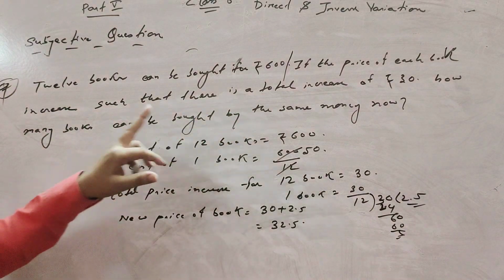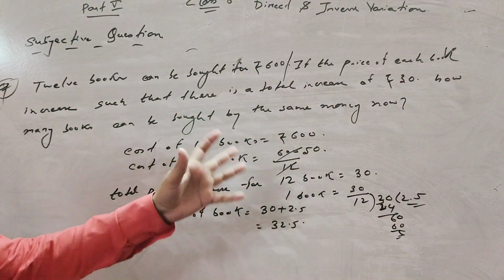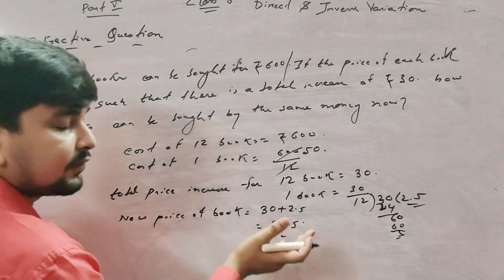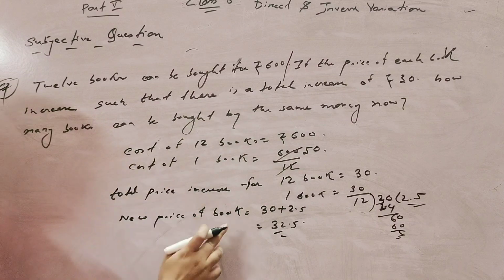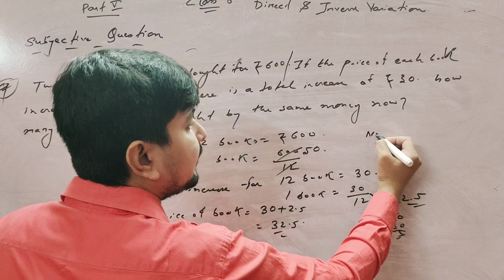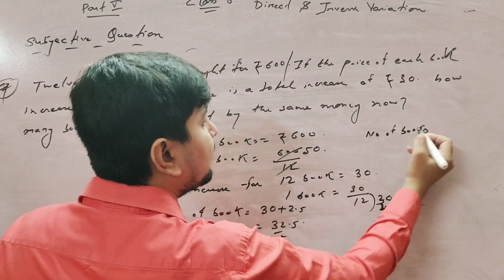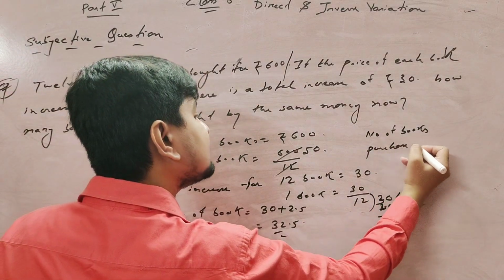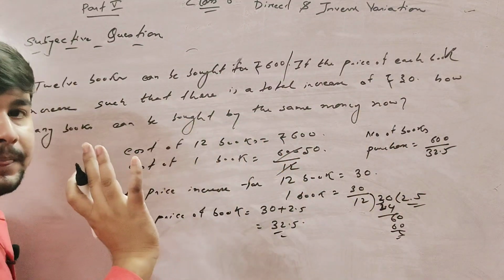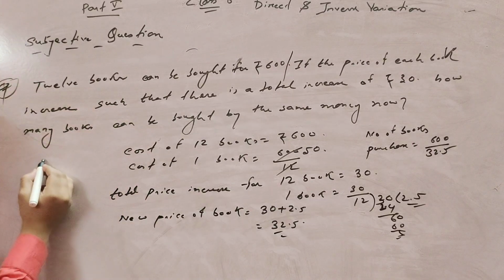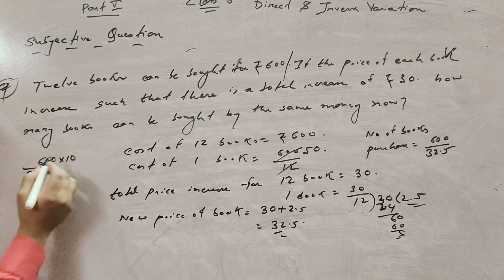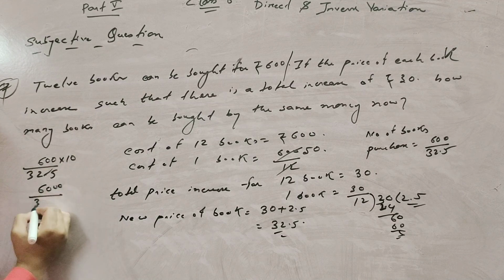So now the question is how many books can be bought by the same money now. That means how many books you purchase for rupees 600 when the price of per book is 52.5. So number of books purchased equals to 600 by 52.5. Clear? So divided here 600 by 52.5.